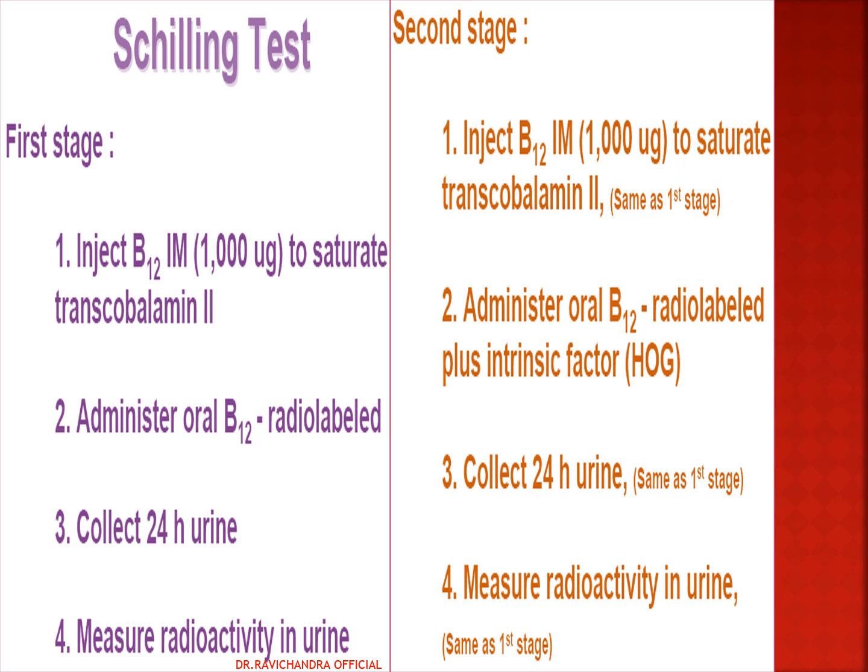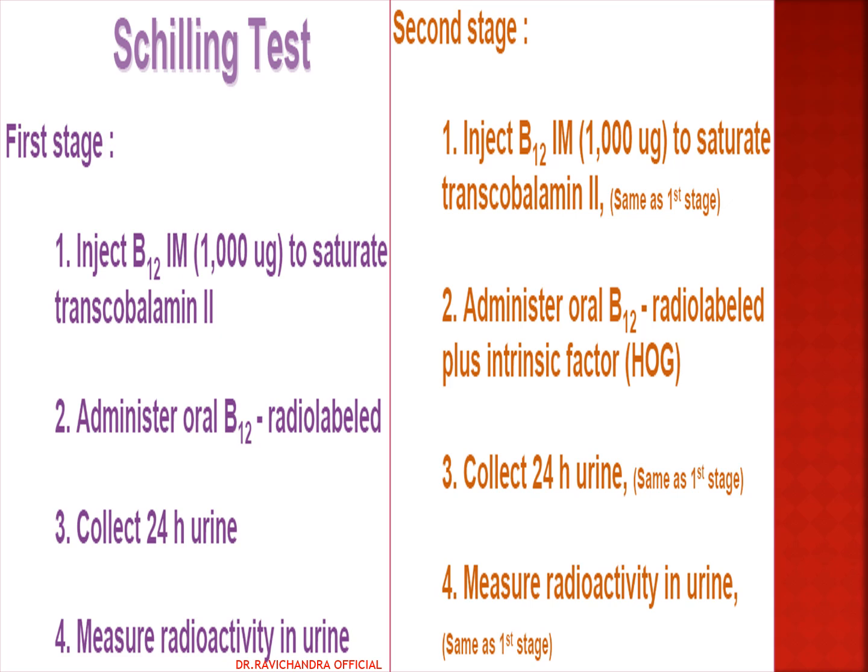So in the second stage, again you have to inject B12 intramuscularly, 1000 micrograms, to saturate the transcobalamin 2, same as in stage 1. Then you have to administer the oral radiolabeled B12. Now, along with the radiolabeled B12, we are adding the intrinsic factor. Again we have to collect the 24-hour urine, and you have to check for the B12 values.